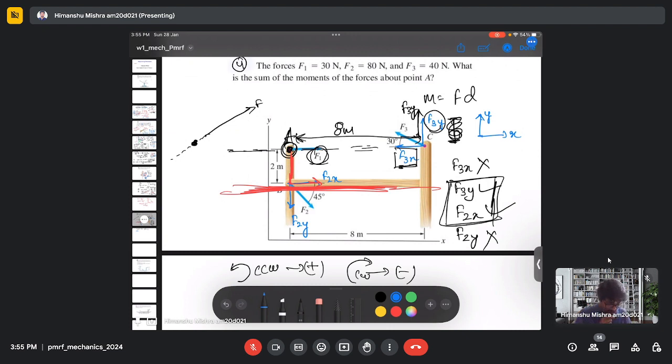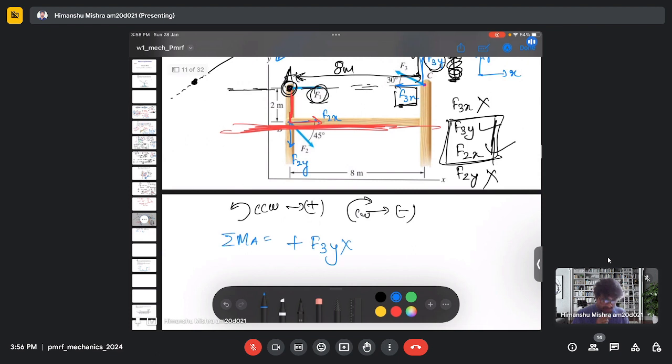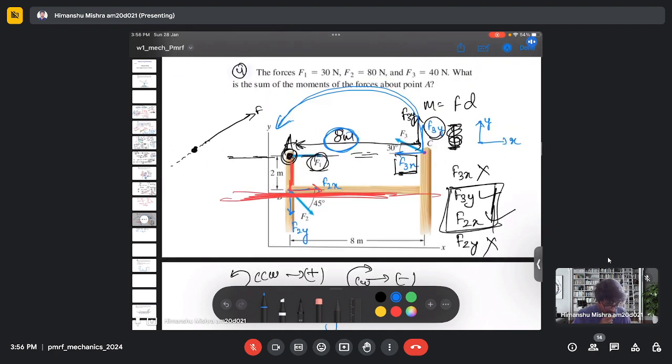You can actually check. So what happens? This is your point A, and F3y about point A is actually going in the counterclockwise direction. So this is my F3 and it is approaching A in the counterclockwise direction. So this is positive actually. F3y is positive multiplied by its normal distance, which is 8 meters. And F3y is the component of F3.